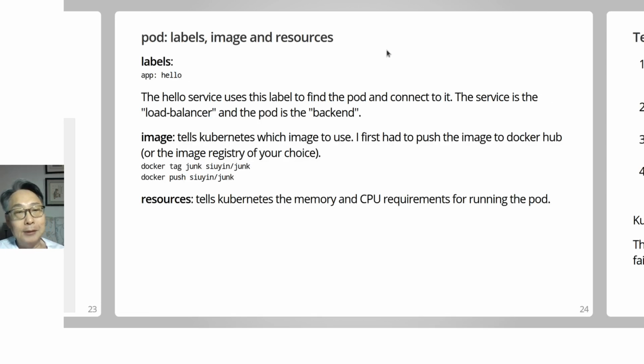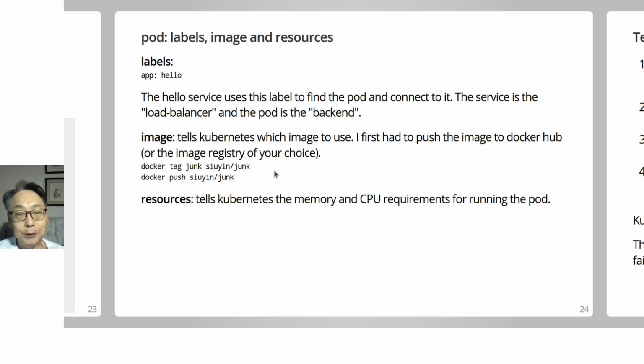So let's talk about pods, labels, images, and resources. We already have seen the label. The label is called app, and the value is hello. This label is important because the hello load balancer service uses this label to find the pod and connect to it. This allows the service to find the back-end pods. Image, as I discussed already, allows Kubernetes to download the image from a Docker registry.